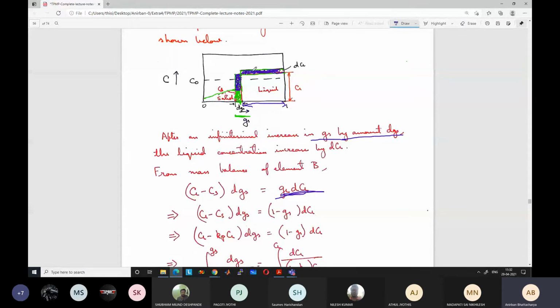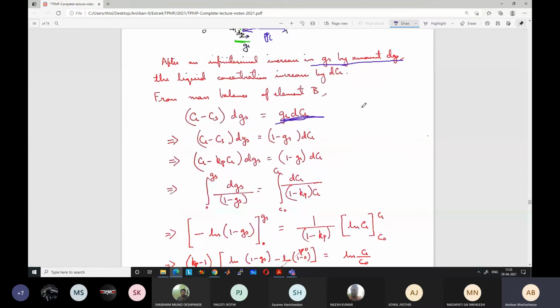Okay. So this amount is Cl minus Cs. From the diagram it is clear, (Cl minus Cs) dGs is equal to Gl dCl. Okay, that is the increase that has occurred. So now we can do the calculation. This is the important step. Once you understand this, it is just mathematical calculation.